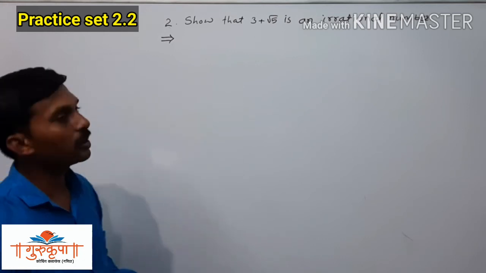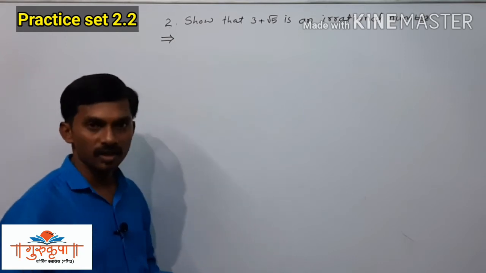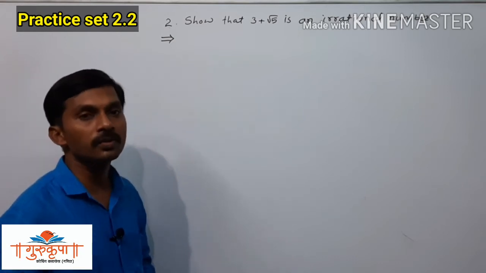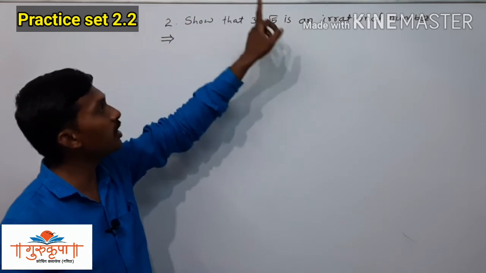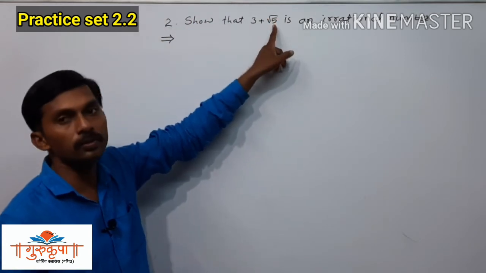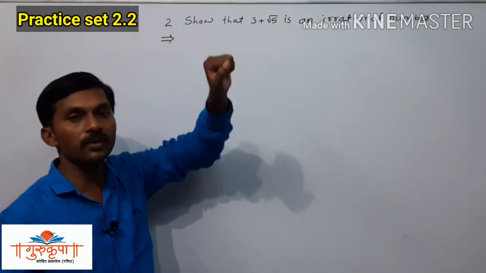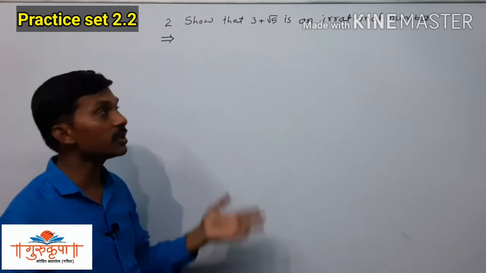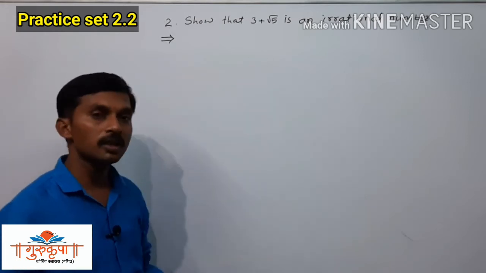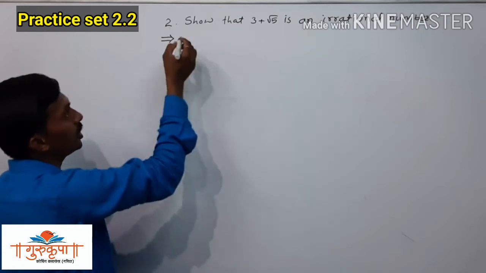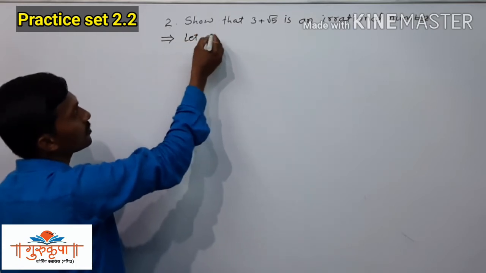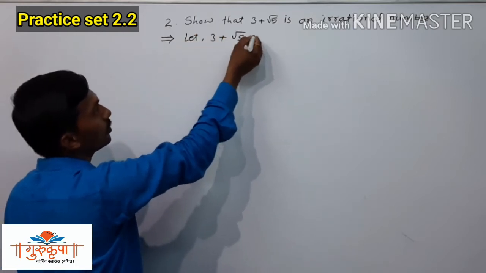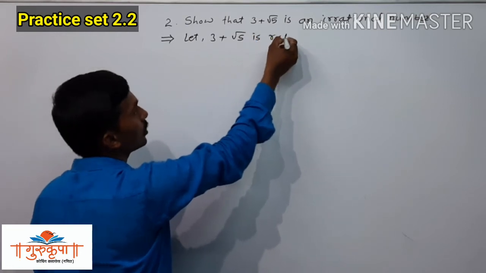So first of all we have to start with the assumption, and what we have to assume? We have to assume exactly the opposite of which we have to prove. Here we have to prove that 3 plus root 5 is irrational. So we will consider that 3 plus root 5 is rational. So here we will start with an assumption, let 3 plus root 5 is a rational number.